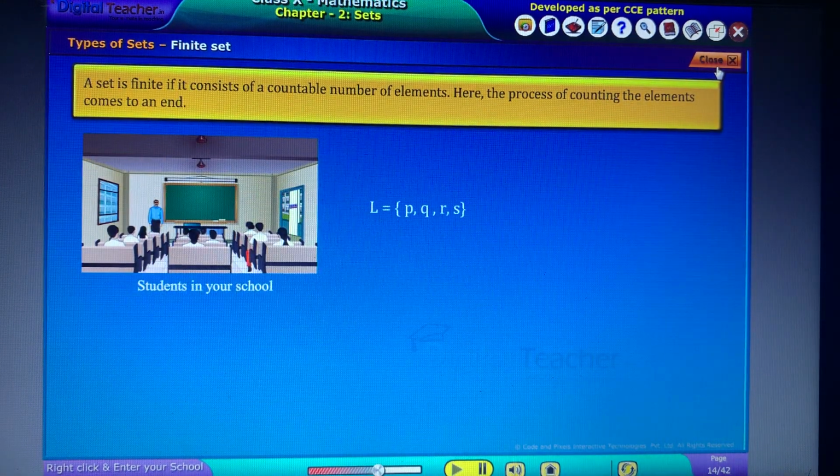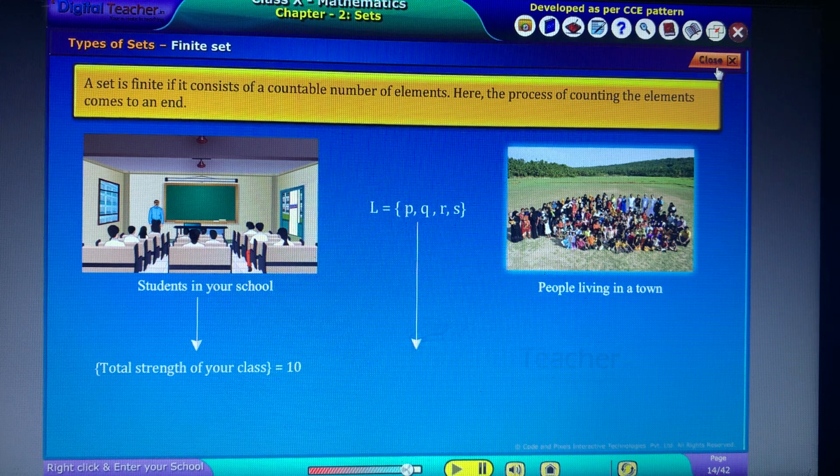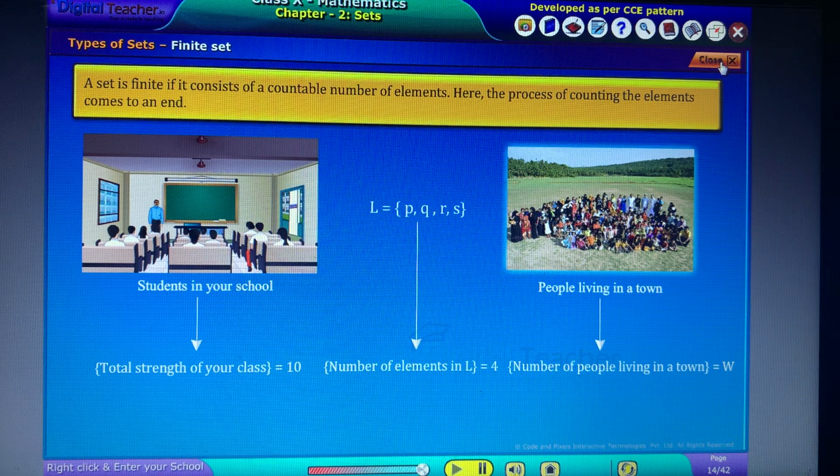Number of elements in set L shown on screen. Set of people living in a town, etc. All the above examples are countable. In the first example, you can easily say total strength of your class is 10. And in the second example, we can see that number of elements in L are 4. Similarly, we can also count the number of people living in a town.